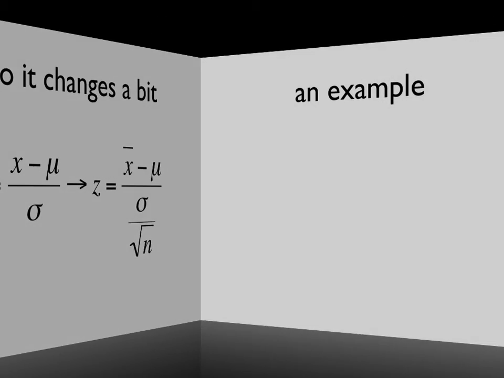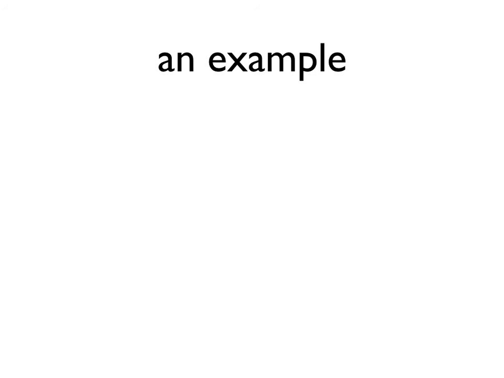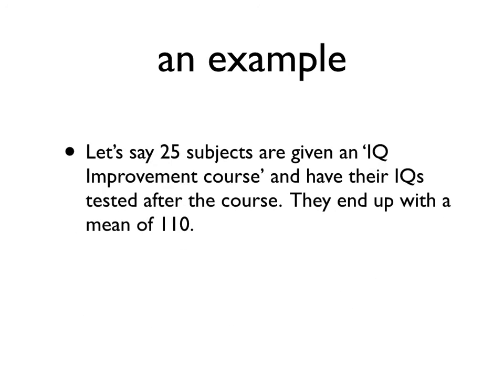Okay. So let's do an example of the thing, which is kind of like what we were talking about. Let's say 25 subjects are given an IQ improvement course. I don't know why you take such a thing. I guess, I don't know. Look, I make these stupid examples up, okay? So someone does this. Maybe instead, maybe they've been eating a superfood. I don't know.